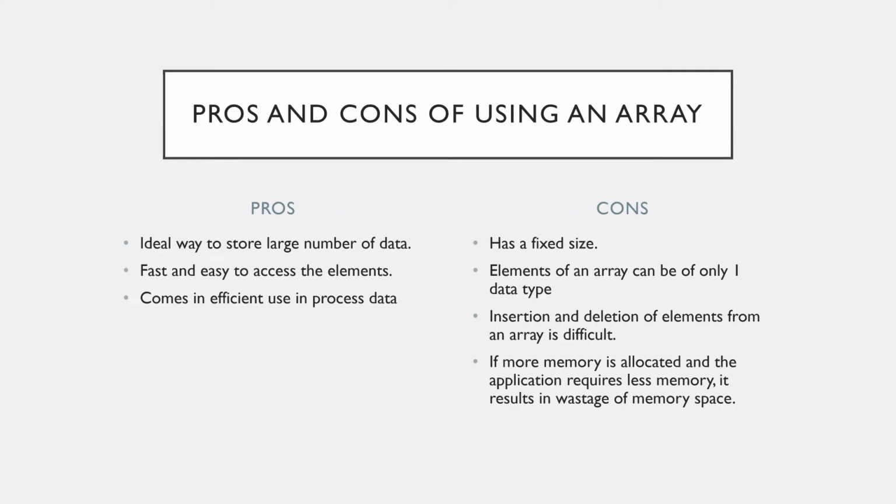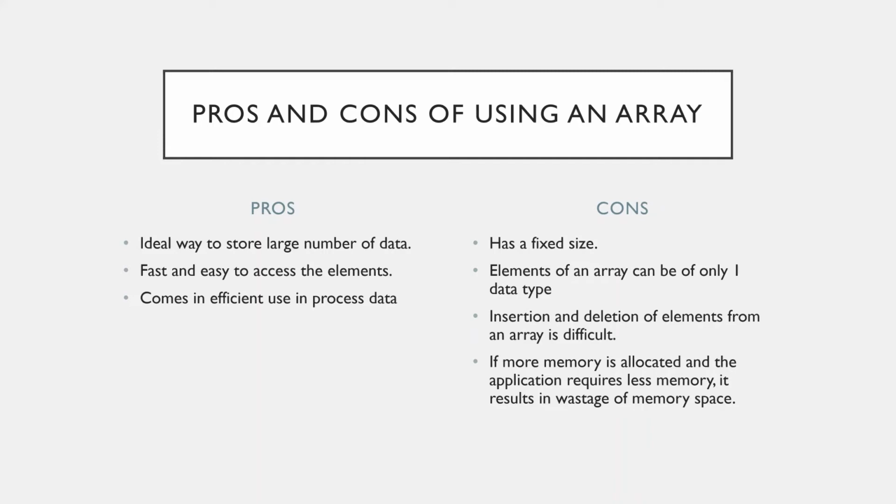Now what are the pros and cons of using an array? Pros of using an array is that it is an ideal way to store a large number of data. It is a fast and easy access to elements and comes in efficient use to process data. Cons, it has a fixed size. If the array has already been declared, its size cannot be extended or shrunk.